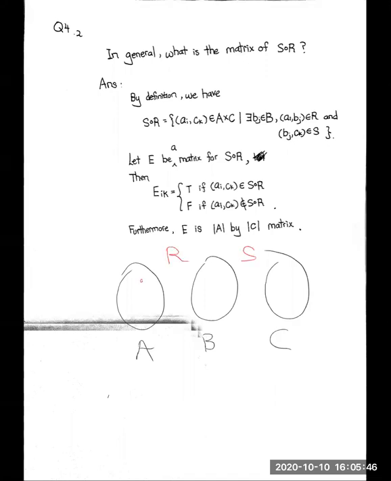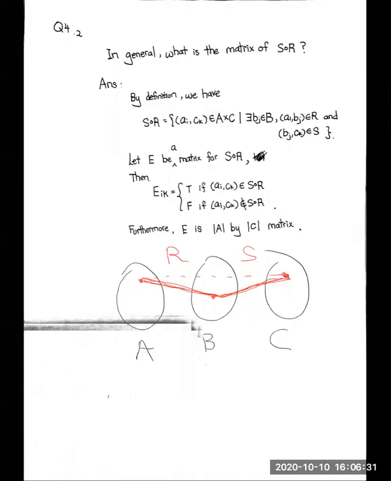So as long as there exists, you take any one element from A and any one element from C. If you can find one B such that it connects them, meaning that there is an element in R, and then you can find another line which is an element in S, then this implies that we can directly join them together.